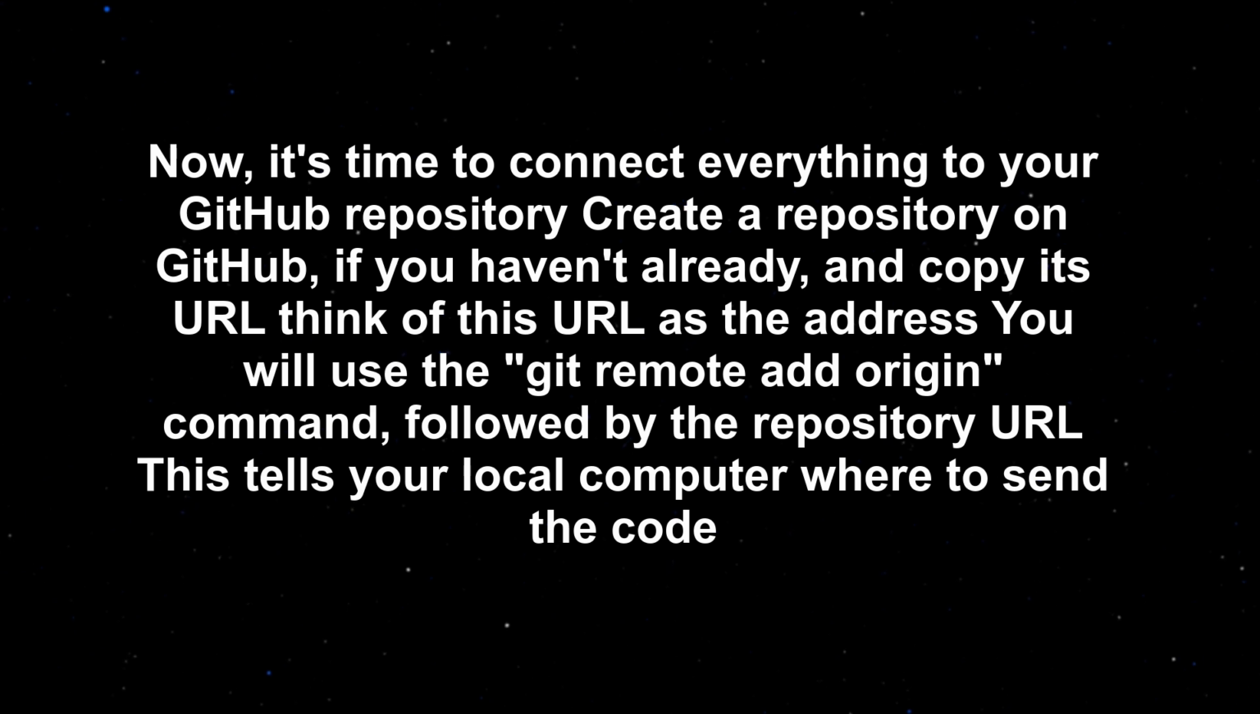Now, it's time to connect everything to your GitHub repository. Create a repository on GitHub if you haven't already, and copy its URL. Think of this URL as the address. You will use the git remote add origin command, followed by the repository URL. This tells your local computer where to send the code.